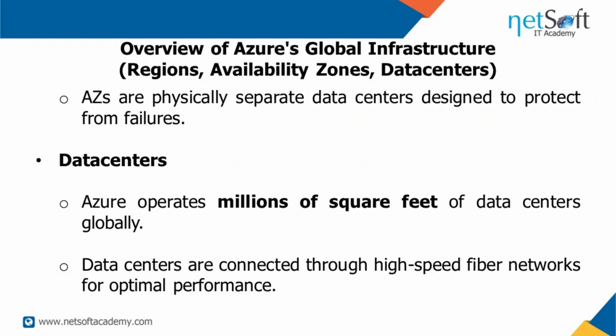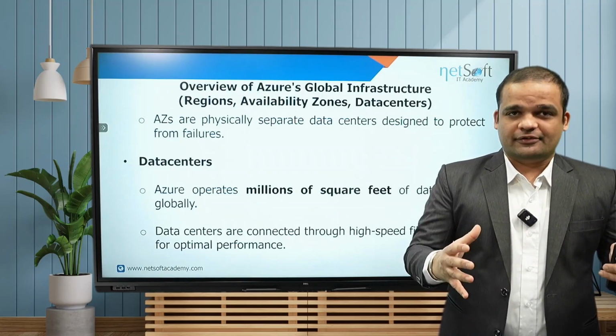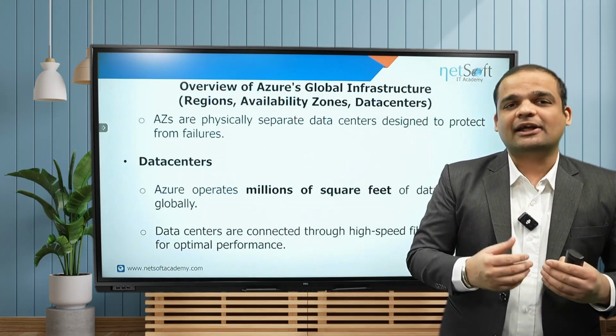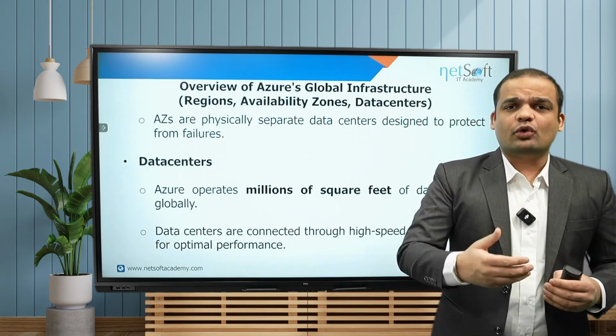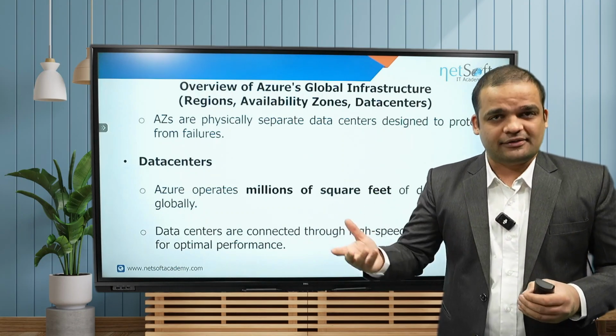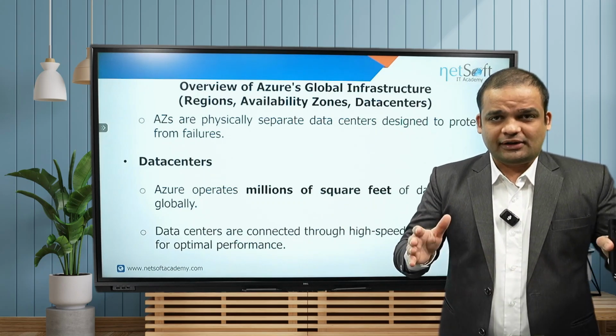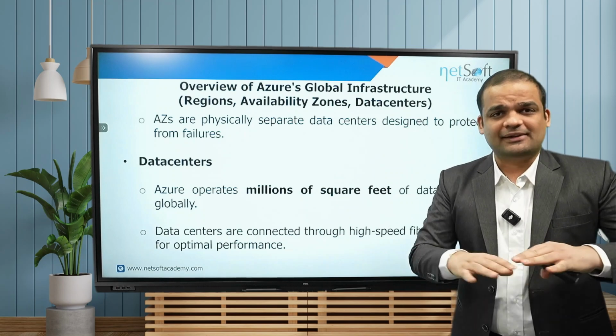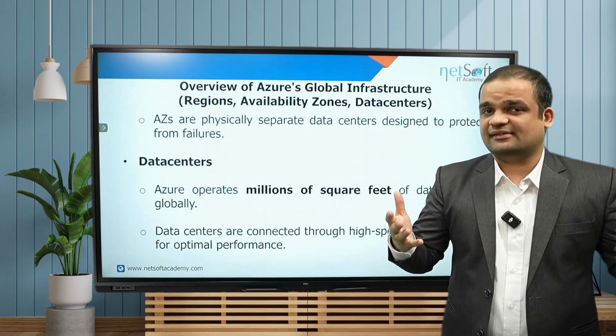At the core of Azure's infrastructure are its data centers. Millions of square feet of secure, high-performing facilities connected with high-speed fiber networks or fiber channels. These data centers house servers, storage systems, and networking equipment that support Azure's vast array of cloud services. So the hierarchy is region, then multiple zones. In the zone, you have your data centers.